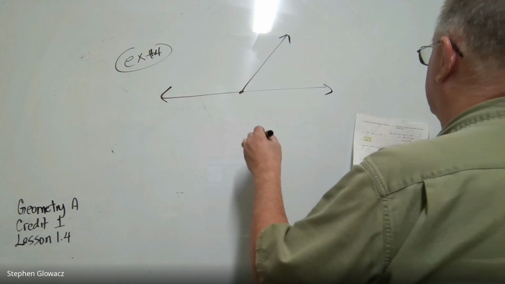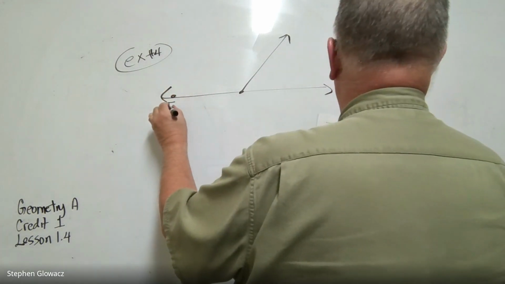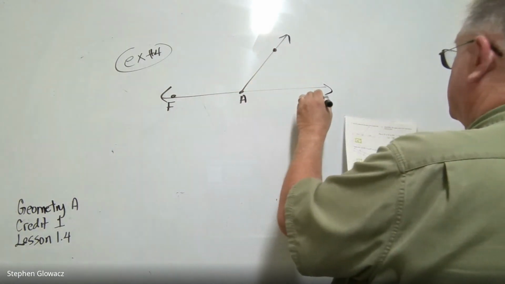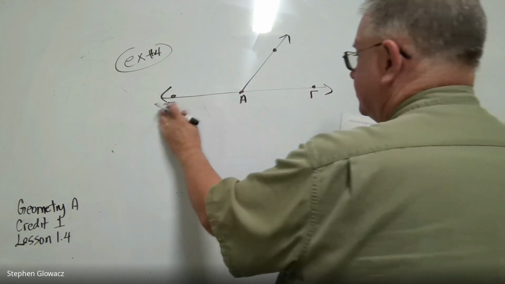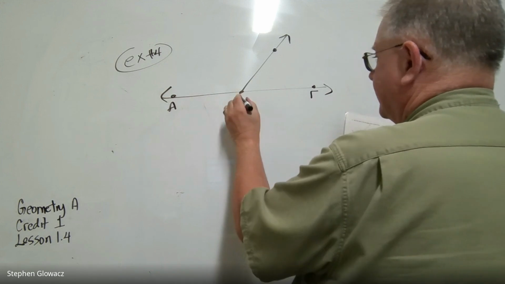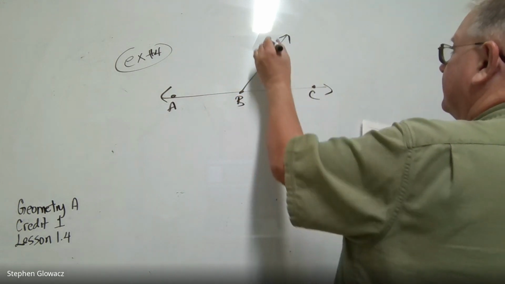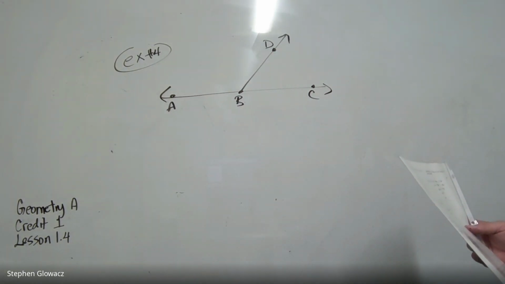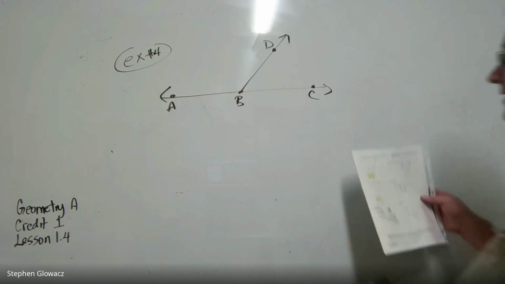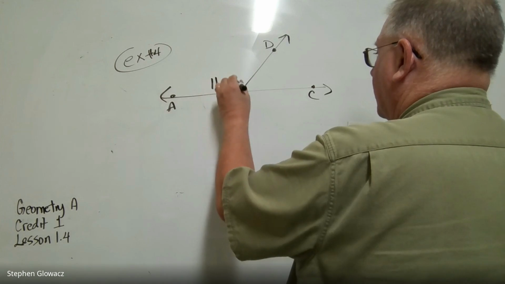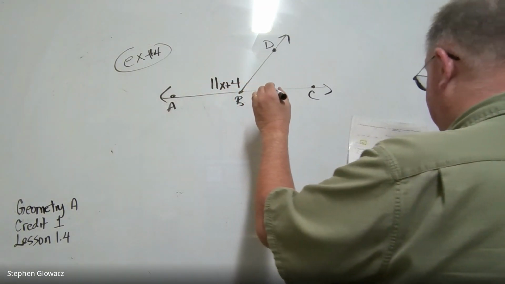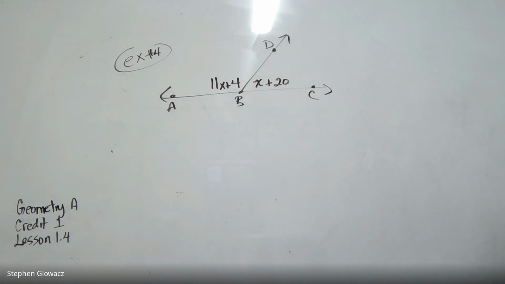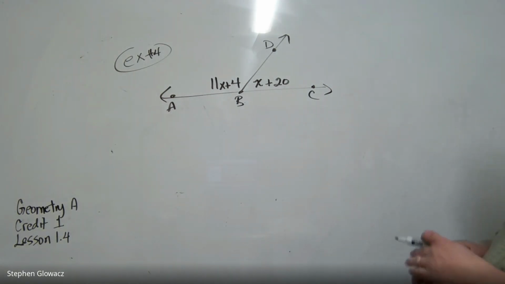So in the packet, we'll name it with the same letters. Or maybe, well, you know what? Let's do this. Let's use something a little different, right? That doesn't hurt, right? Okay, so let's go ahead and set this up. Now, in our example, this is going to be 11x plus 4, and this is going to be x plus 20. And so we're told that these two angles form a linear pair.